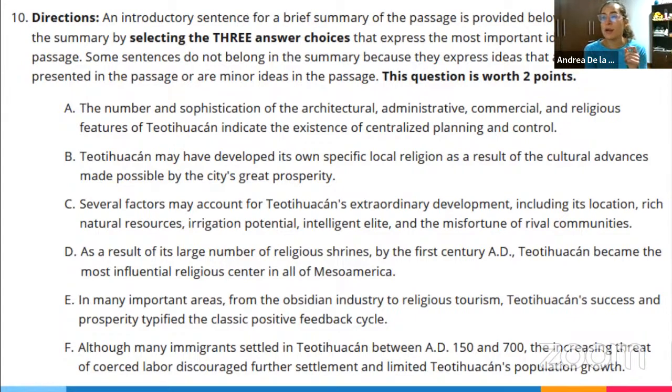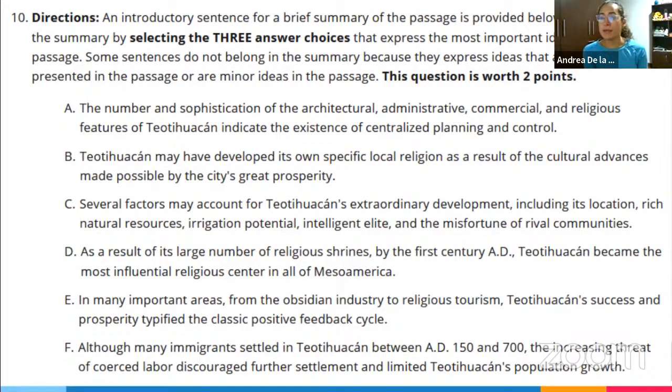a few options that are focusing on specific details on minor ideas, but you don't need to choose the ones that contain minor ideas. They may be true, they may be mentioned, they may be correct, but you're not looking for correct ideas, right? You're looking for the best summaries of the text, the sentences that summarize the text best.